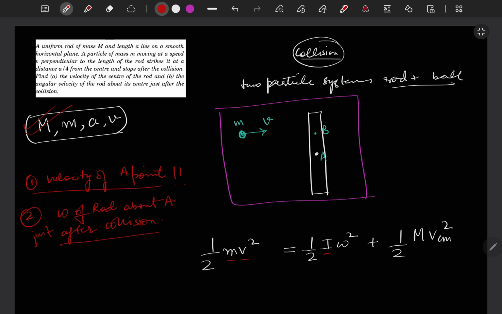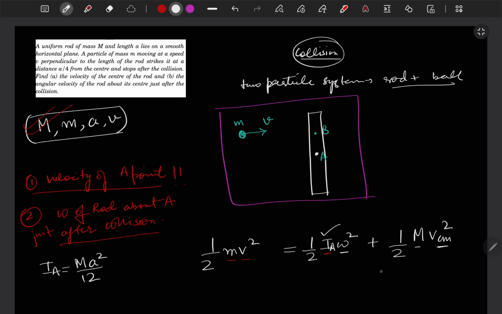I for the rod you know, about whichever point you are asking. If you're asking moment of inertia about A, and that's what they might be interested in, that is m a square by 12. If they asked about B, then also you can do it by applying the theorem of parallel axis, you can calculate the moment of inertia about B. I'm not calculating it now, but I know this. Omega is the angular velocity, just what they have asked me. m is known, VCM is unknown.